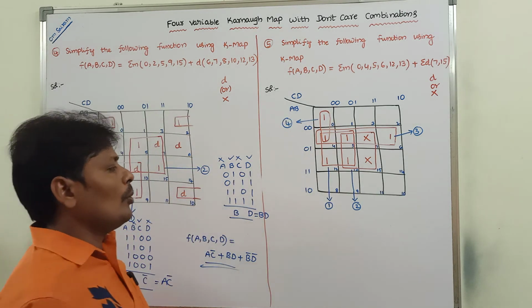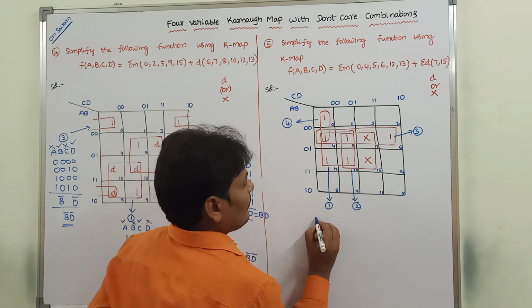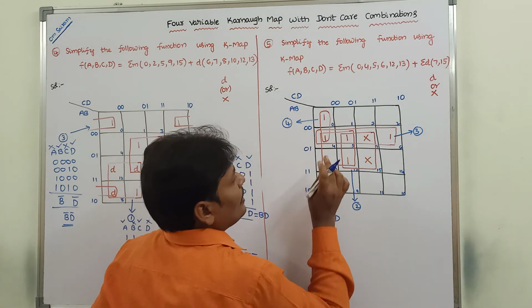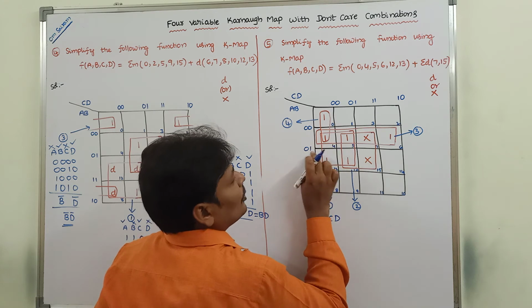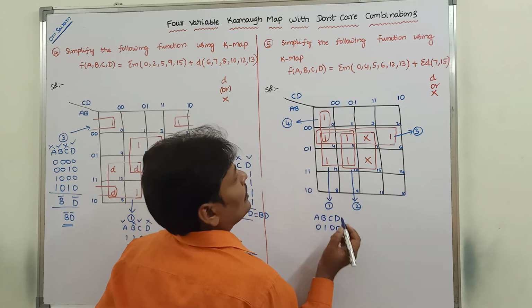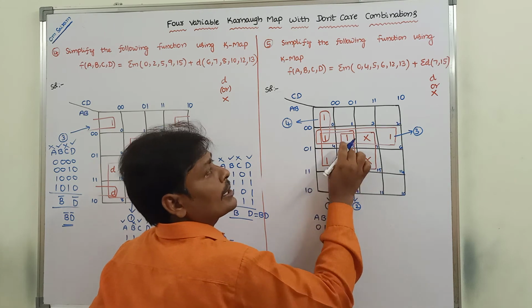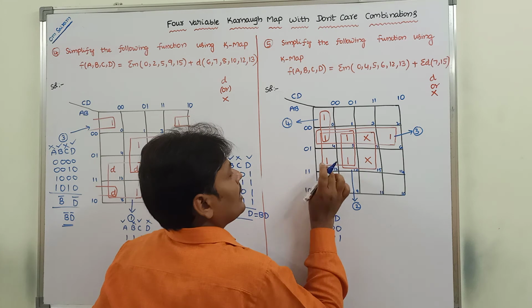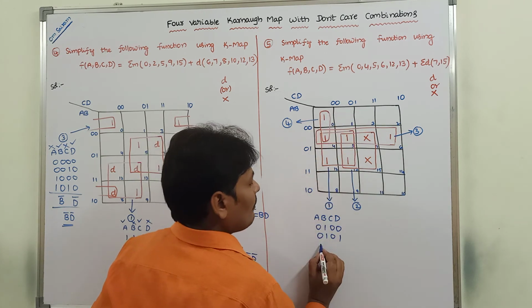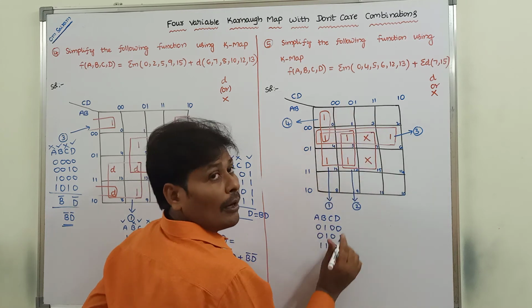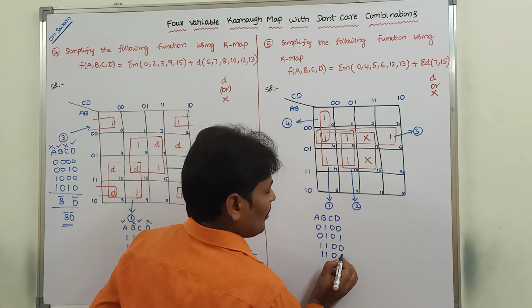Okay, now how we are simplifying this one? For this part, first I am writing A, B, C, D. So for this one, row wise 0, 1, column wise 0, 0, 0, 1, 0, 0. For this one, row wise 0, 1, column wise 0, 1, 0, 1, 0, 1. For this one, row wise 1, 1, column wise 0, 0. For this one, row wise 1, 1, column wise 0, 1, 1, 1, 0, 1.